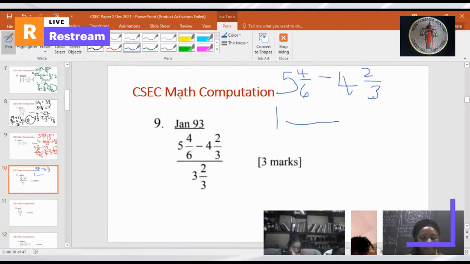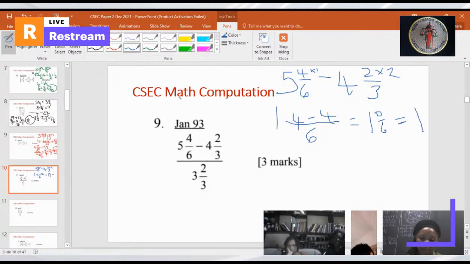6 into itself goes 1 time, so it'll be 4 times 1, which is 4. And 3 goes into 6 2 times, so it'll be 2 times 2 to give you 4. So what we have there is 1 and 0 over 6, which is 1.